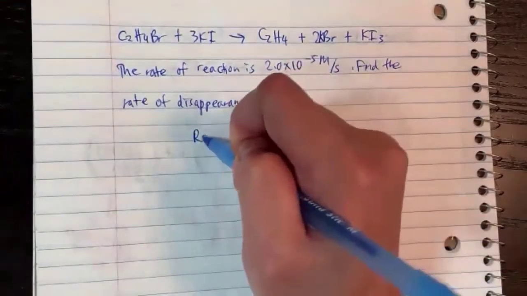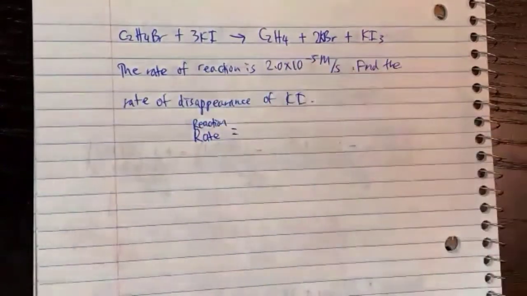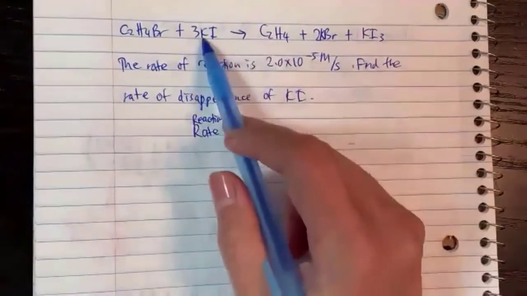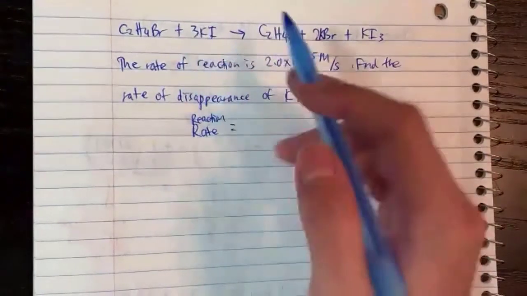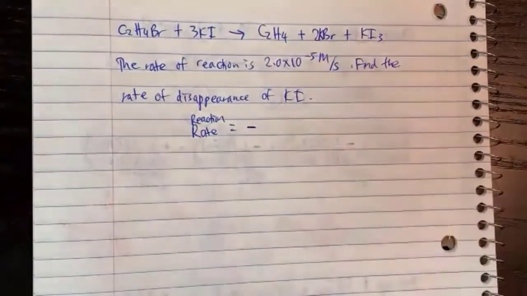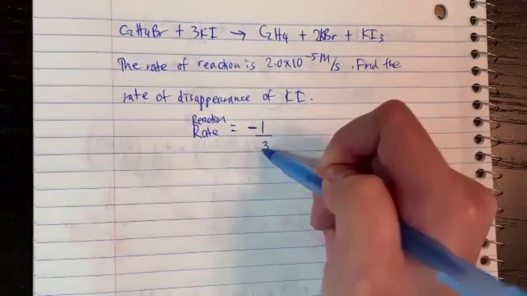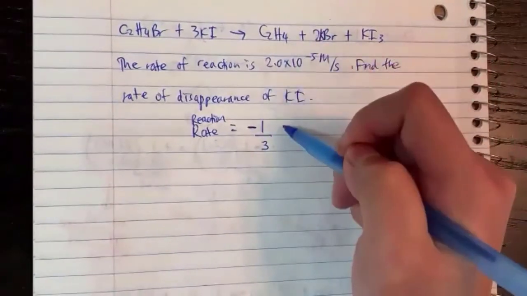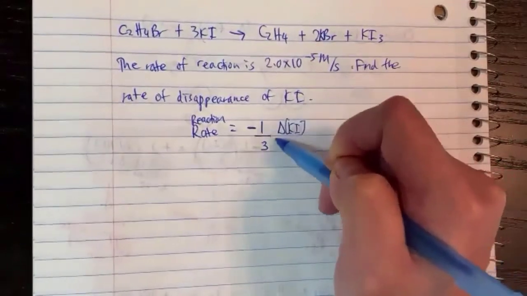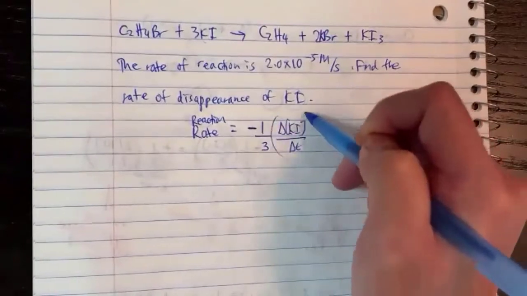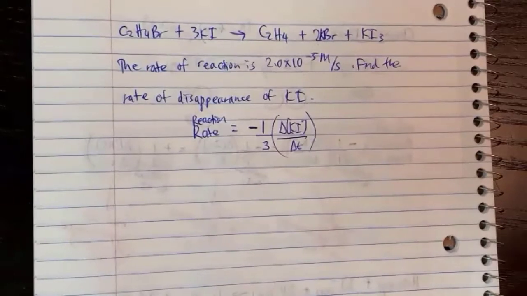Okay, so my equation will be the rate of reaction, so reaction rate is equal to, we're going to use this one because the question asks about KI. What sign is in front of this one? It's a reactant, so it's going to be a negative sign. And then 1/3, and then delta KI over delta T. That would be the formula you would write out.